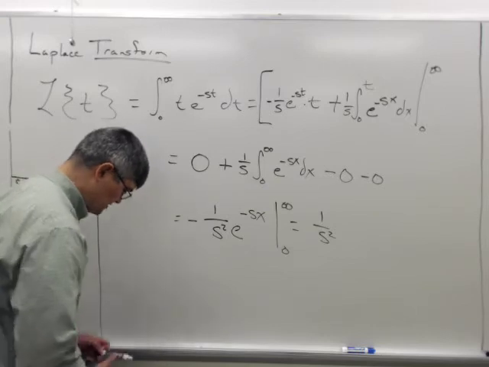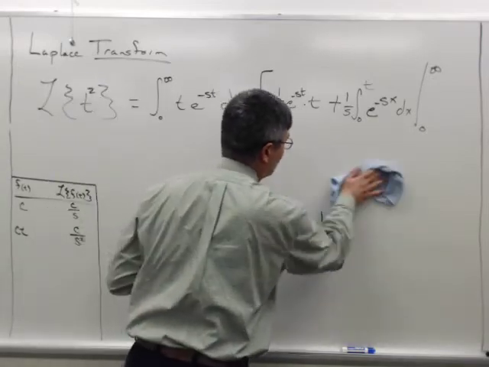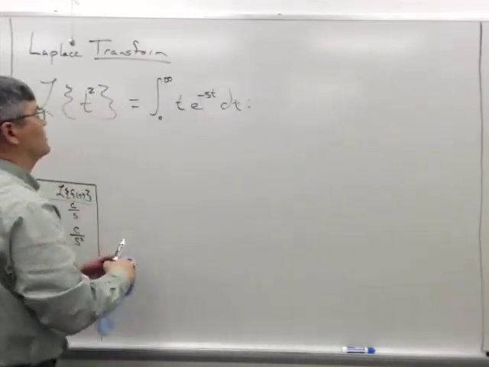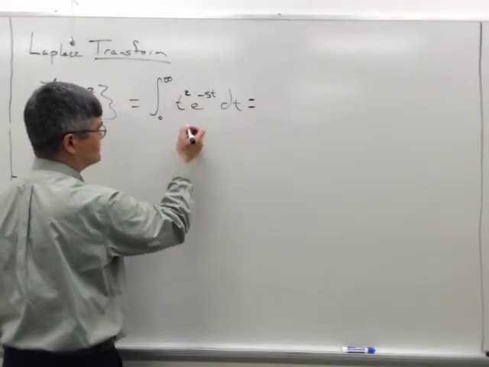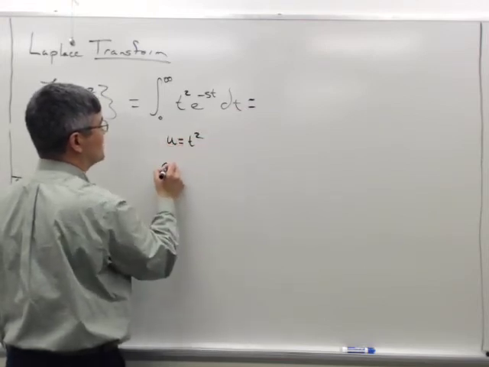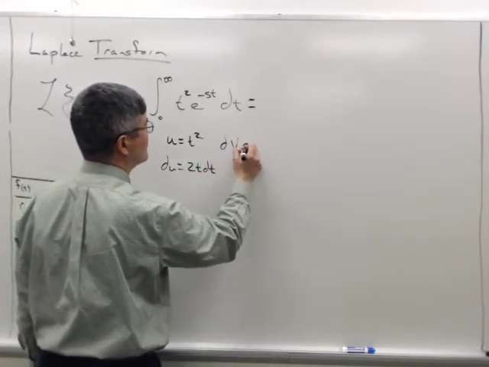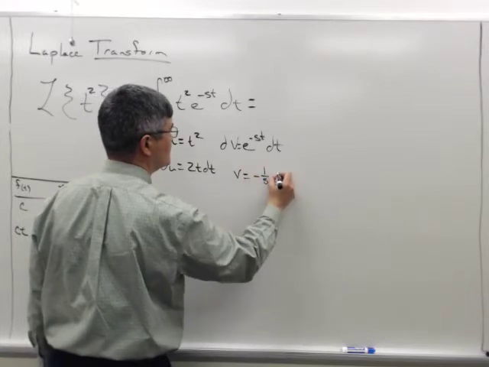All right, let's see what happens when I now look at the Laplace transform of t squared. And yes, there's a pattern here, so we won't be doing a gazillion of these. We just have to do it enough to find what the pattern is. Well, this is also integration by parts, but it's integration by parts twice. So in this particular case, I'll let u equal t squared, du equal 2t dt, dv equal e to the minus st dt, and v then equals minus 1 over s e to the minus st.